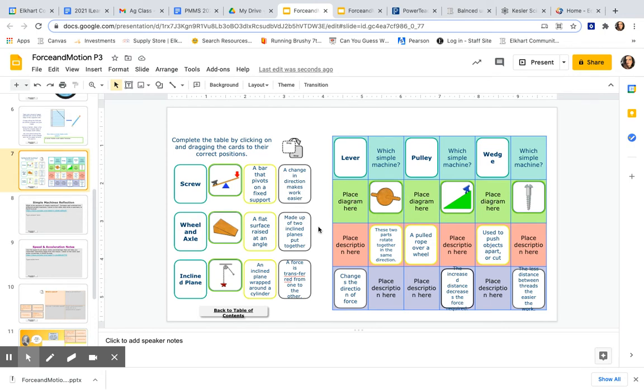And then right here it says place description here. You're going to take these yellow ones and you're going to put the description of your lever, pulley, or wedge under it for each spot. Then you're going to take this last row and you're going to write the description. You're going to put the proper description in its place right here, here, and here that describes these particular simple machines.